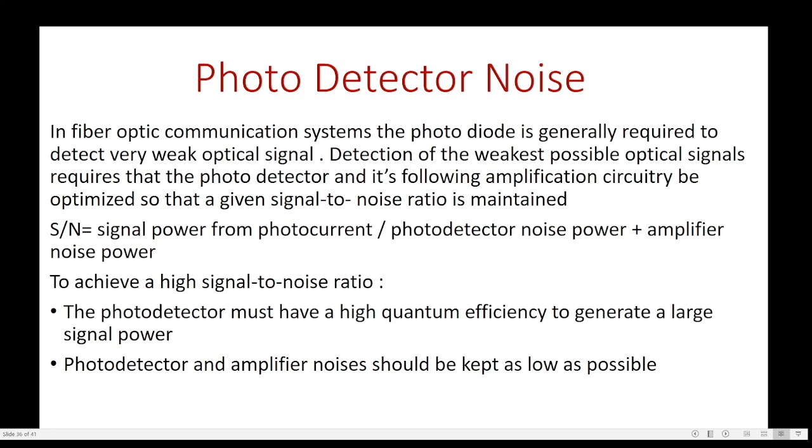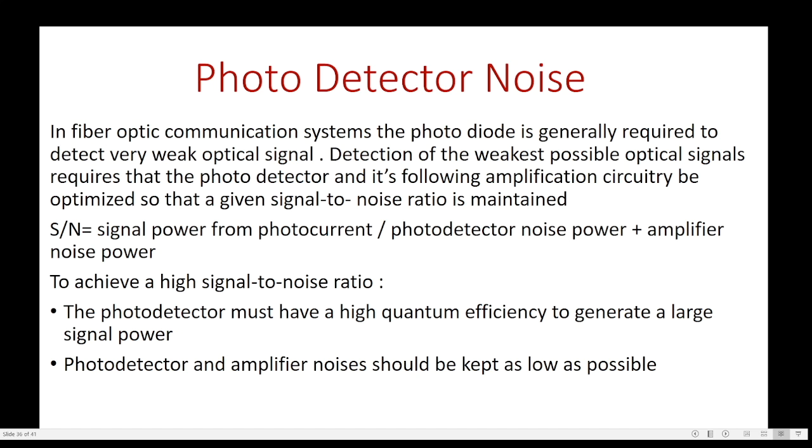What is signal to noise ratio? Signal to noise ratio S by N is equal to the total signal power from photocurrent divided by the photodetector noise power plus amplifier noise power. To achieve a high signal to noise ratio, the photodetector must have a high quantum efficiency to generate a large signal power, and photodetector and amplifier noise should be kept as low as possible.